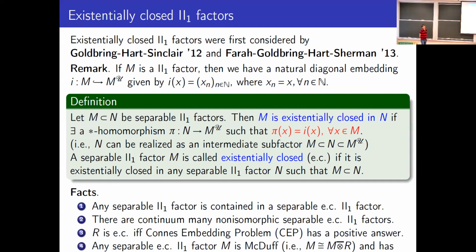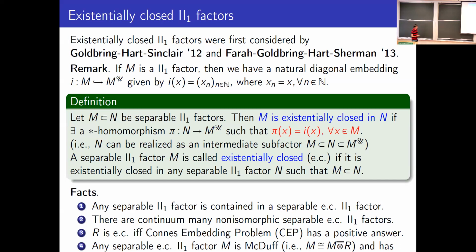I believe that there's no explicit examples. Yeah, so the question was whether you can have an explicit example of an existentially closed II1 factor. There are no such explicit examples. So the only one would have been R if the Connes embedding problem had a positive answer.